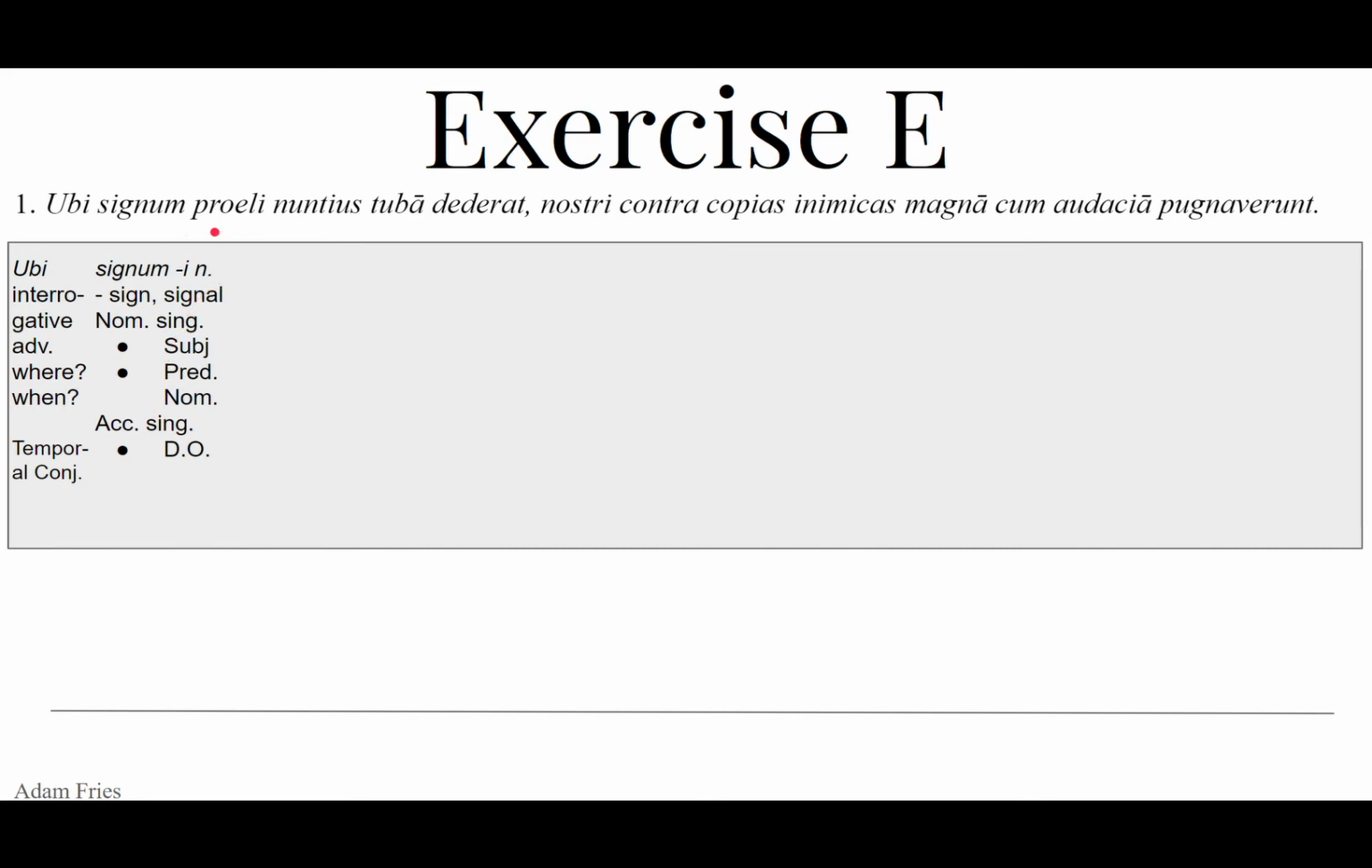Next word is proelii. From proelium, proelii, neuter, means battle, combat, a hurly-burly. So this form, because it's neuter, the plural would be proelia, and it is not proelia. It should be another i here, proelii, battle. It's the genitive singular, genitive of possession, proelii. So genitive singular, and the only reason you know for genitive is going to be showing possession. So we have ubi signum proelii.